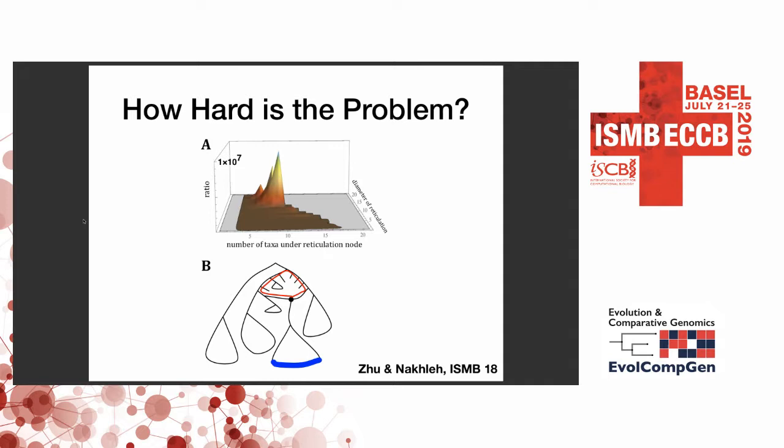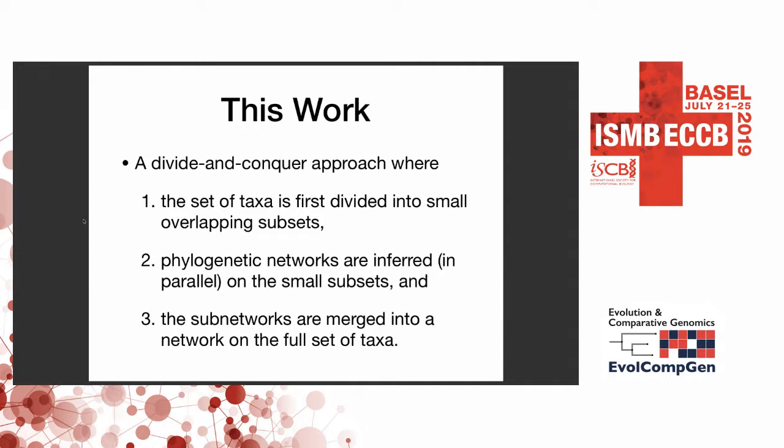So what do we do in this work? A divide and conquer approach. The approach takes the standard route for divide and conquer. The first thing is that we divide the set of taxa, the set of species. If you have n species, we divide them into subsets of species. Unlike the work that Aaron described in the early afternoon, here the subsets of species are overlapping, because we want to combine the networks that we get from them.